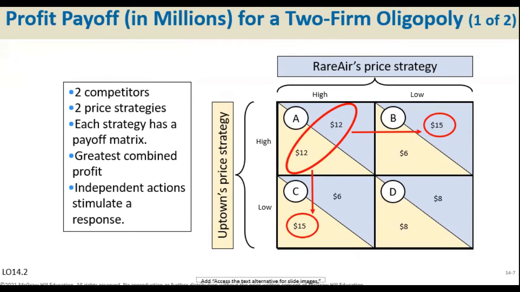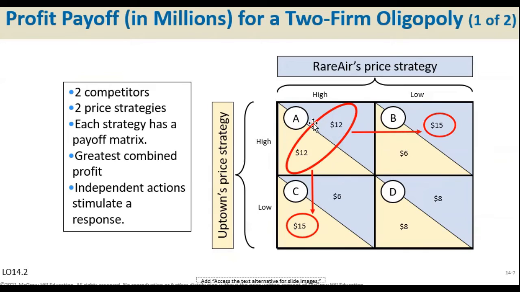This graph is an illustration of a payoff matrix for a two-firm oligopoly. The boxes show the payoff of each firm, based on the combination of strategies they use. In this example, first, the assumption is two price strategies, and each box represents a payoff.